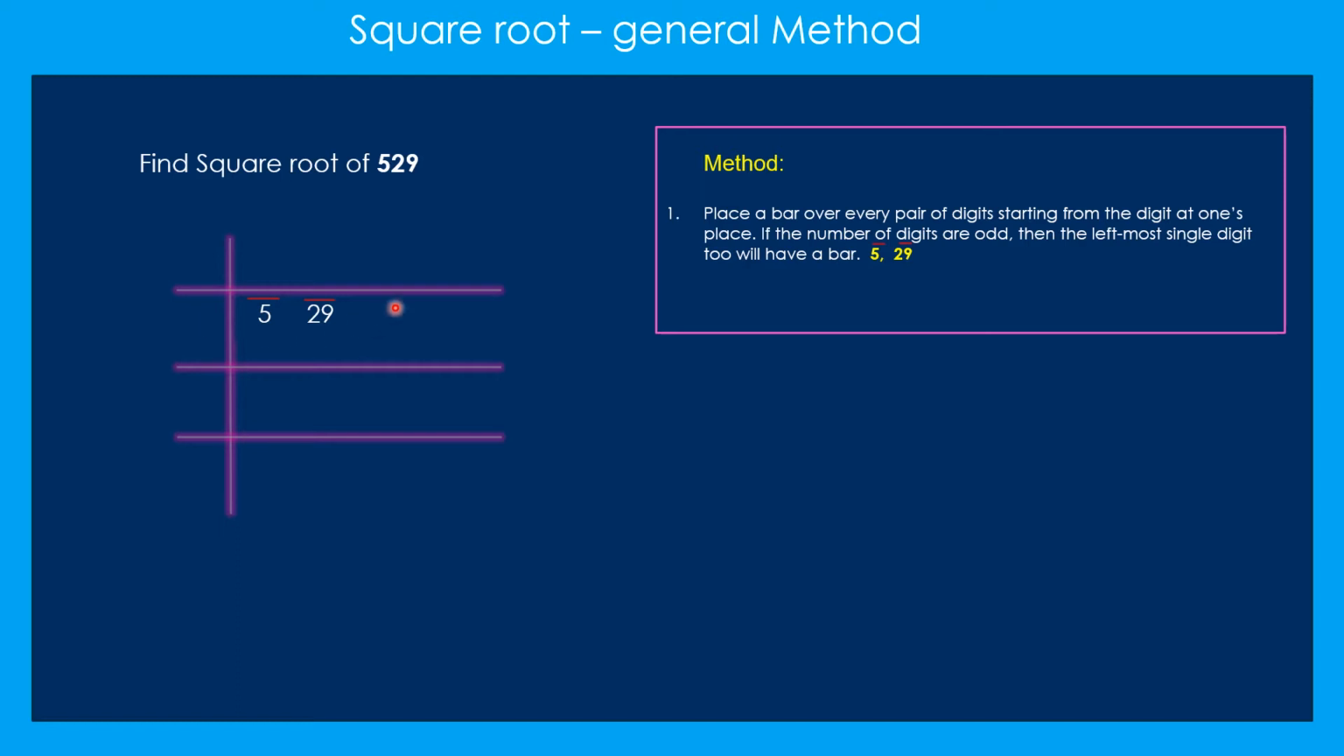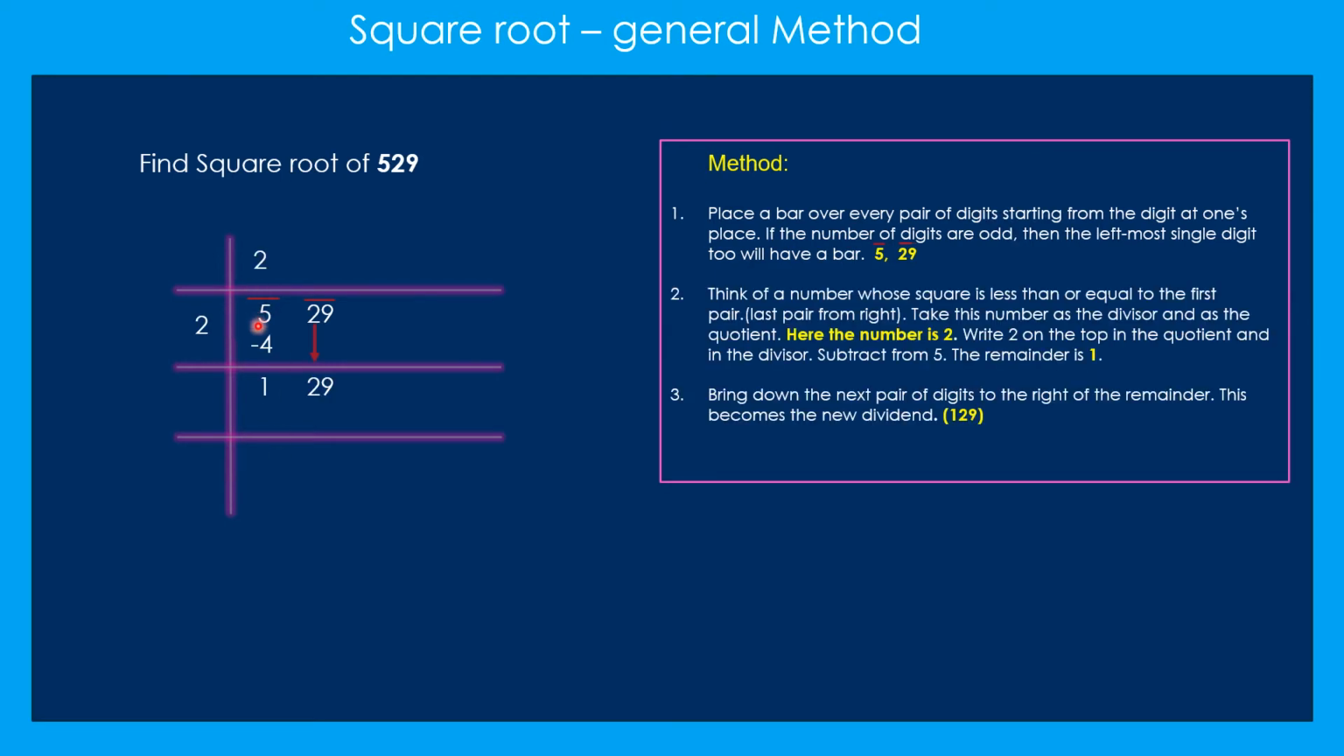So let us count how many digits are there in 529. 1, 2, 3. So 3 is an odd number. So when the number of digits is odd, the leftmost digit here, 5, will also have a bar. We start from the unit place. So 2 and 9 we make one pair and 5 is left. We can write 05; adding 0 in front of 5 doesn't make any difference. So we take 5 as another pair and we put a bar over 5.